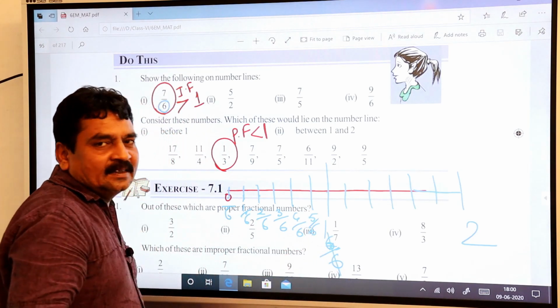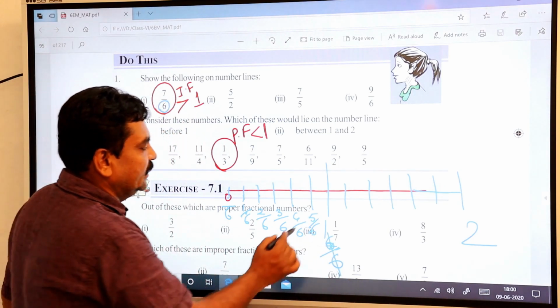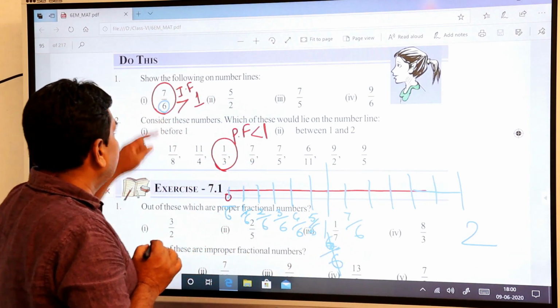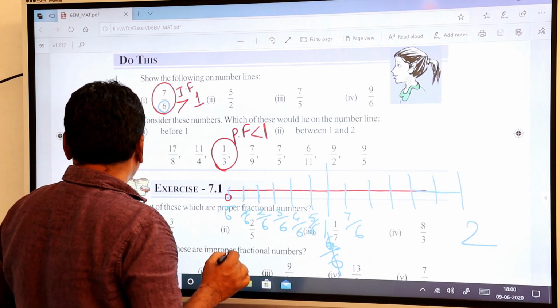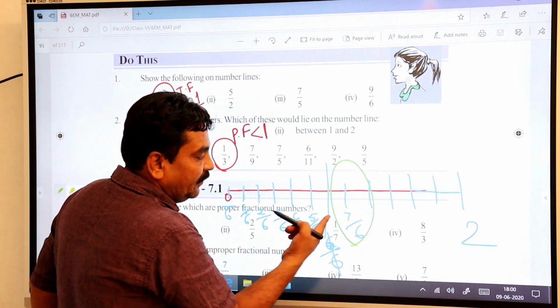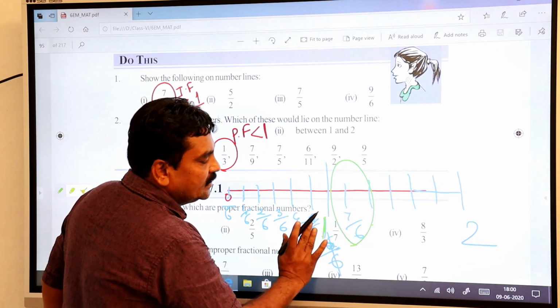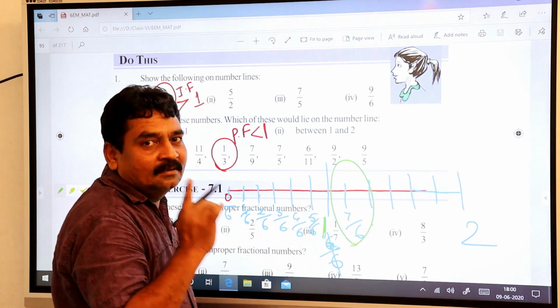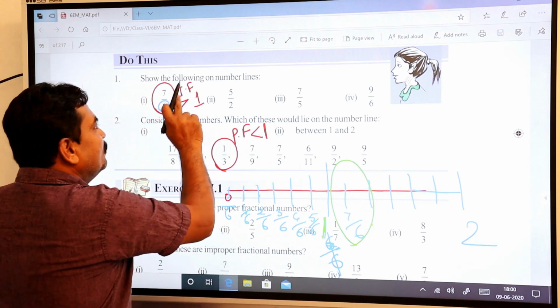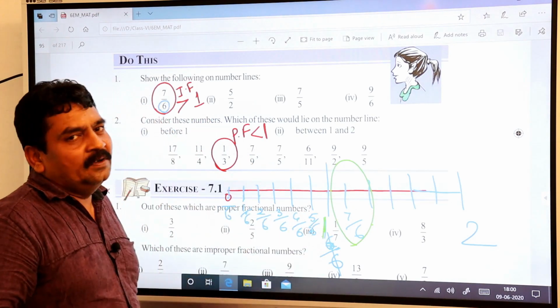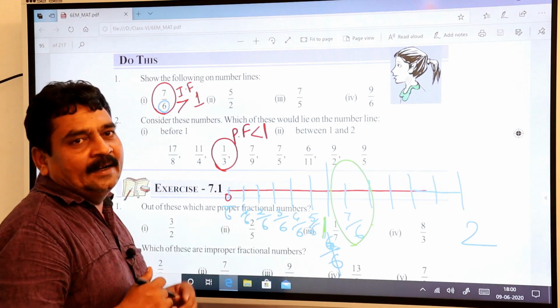When you cancel 6 by 6, it becomes 1. It's already there. This is 7 by 6. So this 7 by 6 actually lies here. Where? More than 1. See here, this is 1. 7 by 6 is greater than 1. That's why you call it an improper fraction, which is greater than 1. So we have proved it even on the number line.